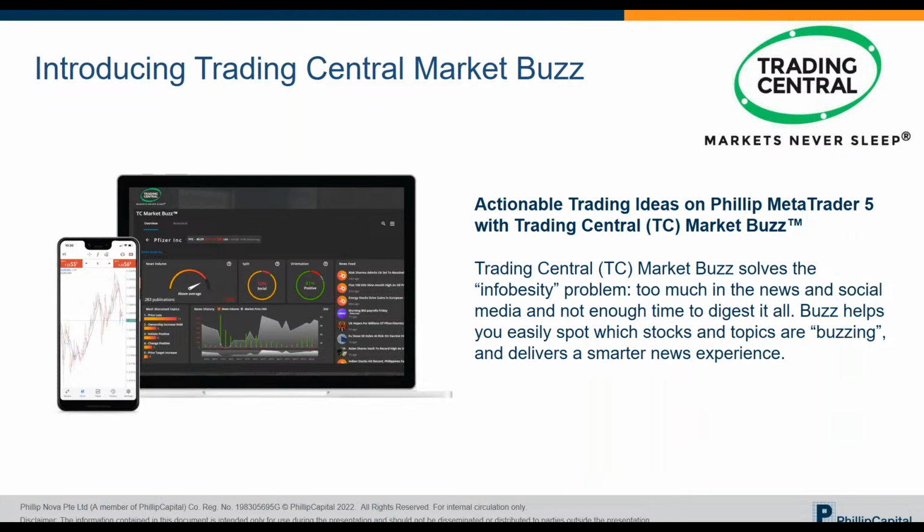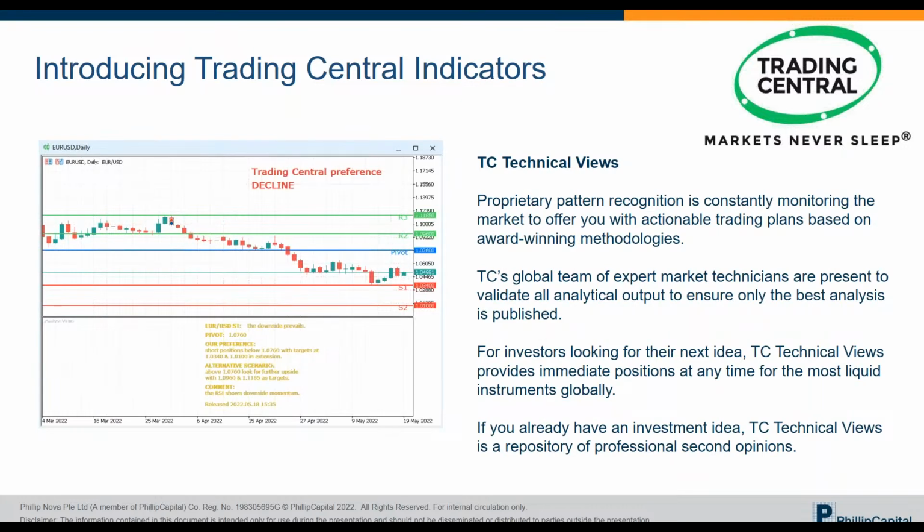And thirdly, we have this tool called the Trading Central Analyst View, also known as the Technical Views. Basically, it is a plugin that you can apply onto your charts on MT5 that uses their proprietary pattern recognition technique to constantly monitor the market and offer you actionable trading plans based on their award-winning methodologies. Trading Central's global team of expert market technicians are always there to validate all this analytical output to ensure that only the best analysis is published to you.